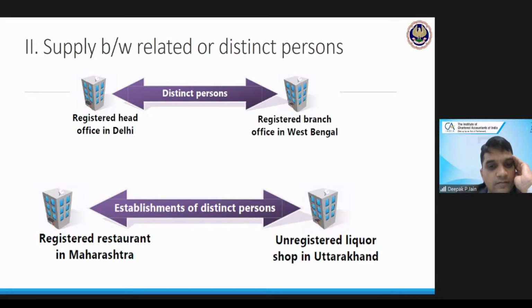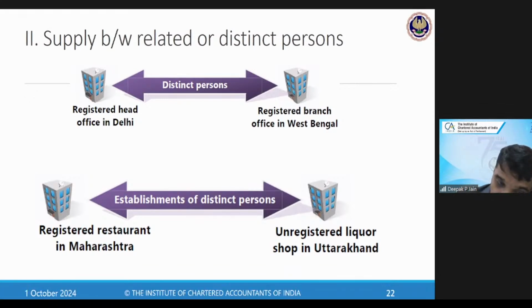Sir, this is Sai Charan. Okay, sir. Hello. Yes, sir. Sorry, in the second case, establishment of distinct persons. If a business is registered in Maharashtra and the shop in Uttar Pradesh is unregistered, does it mean it was not registered in Uttar Pradesh, or that the shop itself was not registered in GST, sir? Unregistered in GST, sir. Only talking about unregistered under GST. Okay, sir.